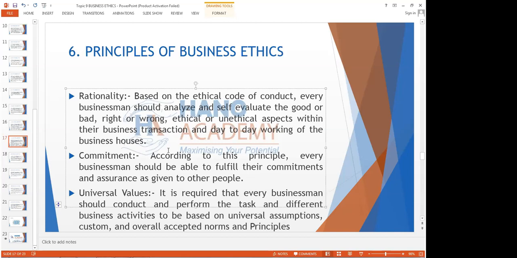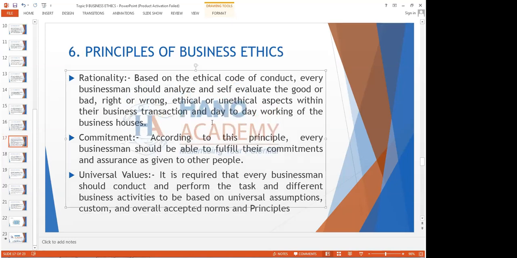Then commitment. According to this principle, every businessman should be able to fulfill their commitments and assurances as given to other people. So commitment is very important. And according to this principle, every businessman ought to fulfill their commitments and assurances within the organization.